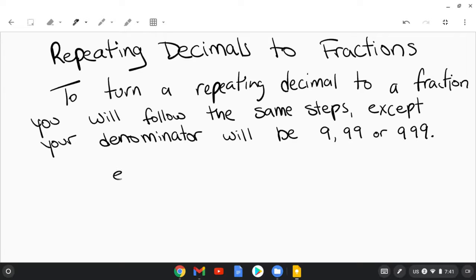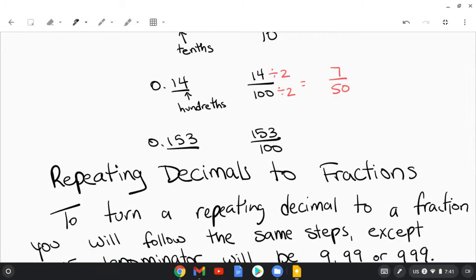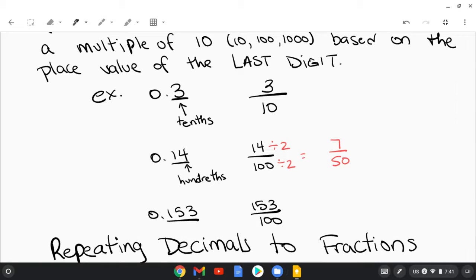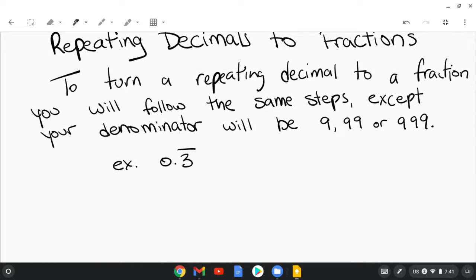So for example, if I had 0.3 repeating, very similar to what we had, but 0.3 in the first example was a terminating decimal. It stops there. This one, if I were to write it out, would actually look like this. So it's actually a larger number. How would I write that as a fraction?